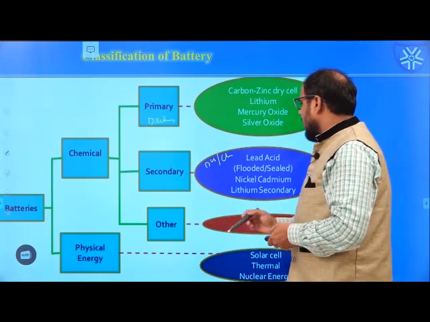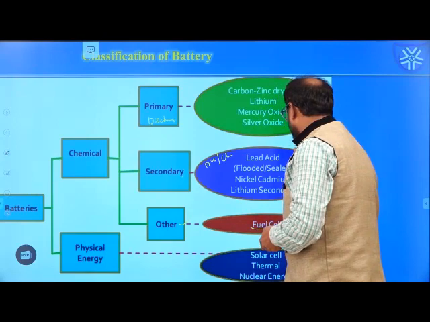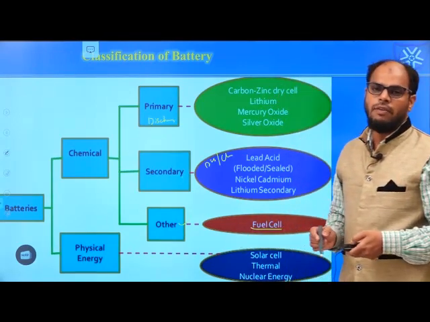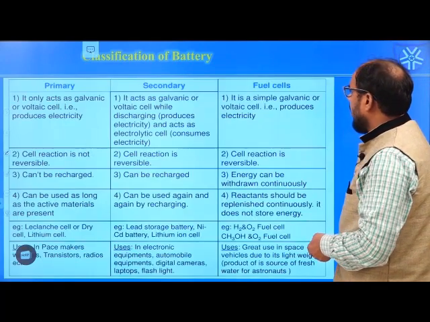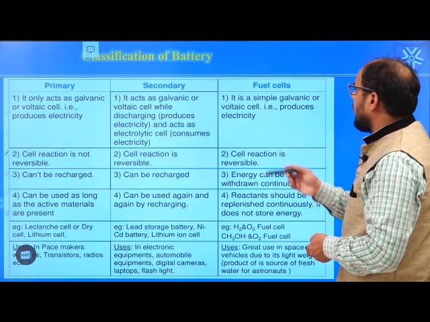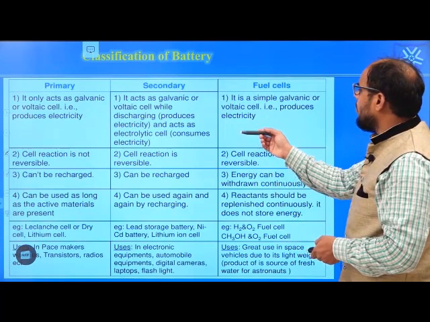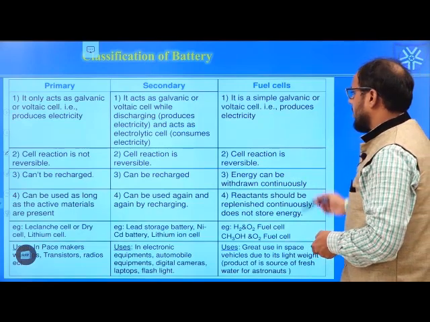The other category of cell which we are going to discuss is the fuel cell. And this kind of battery requires a constant supply of fuel. Based on the discharging and the charging process, we are going to understand a few concepts of the primary, the secondary and the fuel cells.